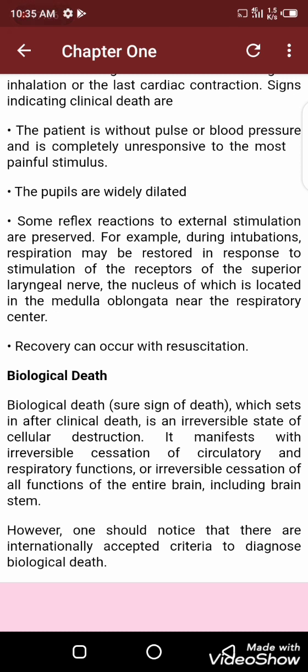So in biological death, the sure sign of death which sets in after clinical death is an irreversible state of cellular destruction. It manifests with irreversible cessation of circulatory and respiratory function or irreversible cessation of all function of the entire brain including the brain stem. However, one should notice that there are internationally accepted criteria to diagnose biological death.